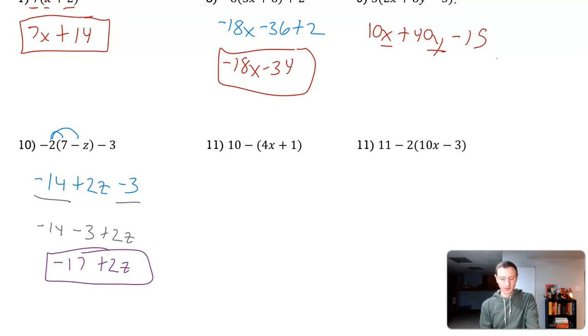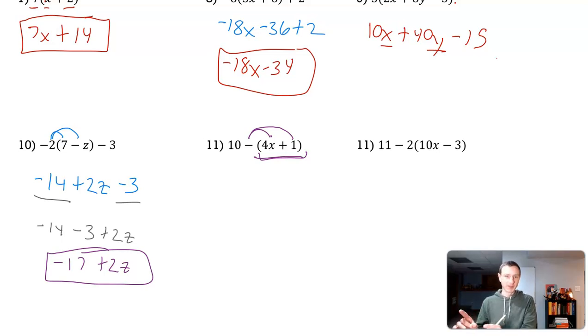Number 11, the first 11: 10 minus, in parentheses, 4x plus 1. So what we want here is to subtract off this entire term. What do I have to make sure that happens if I'm subtracting off this entire term? I need to take the opposite of all those terms because I want to do minus 4x minus 1. I want to subtract off everything.